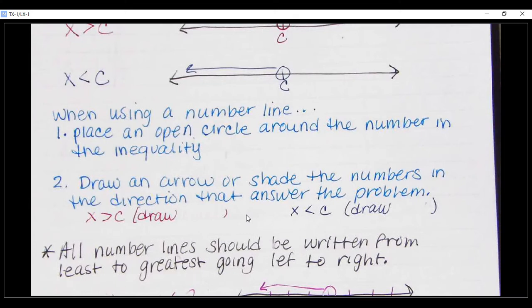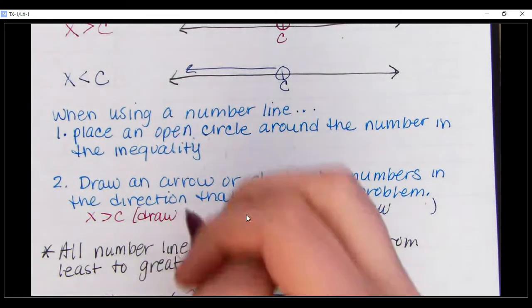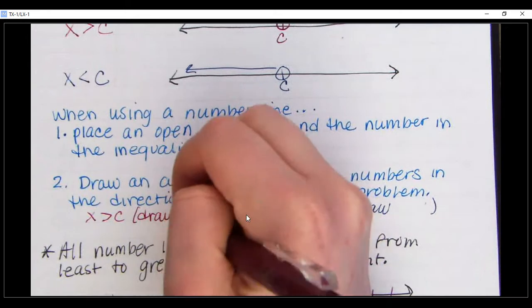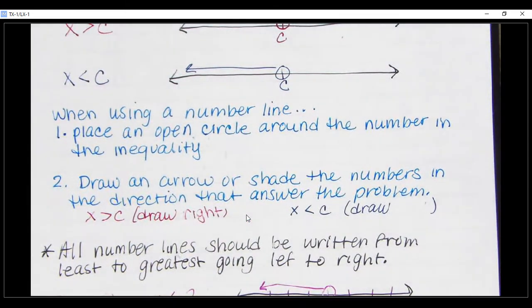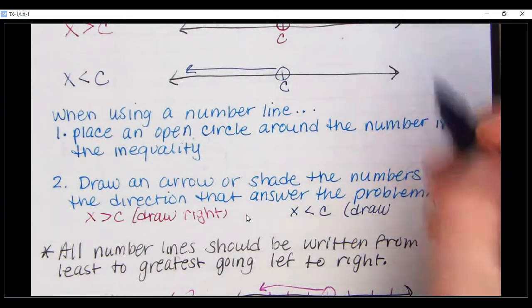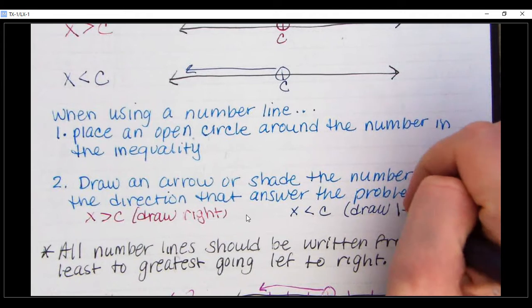Then you're going to draw an arrow or shade the numbers in the direction that answers the problem. So in this problem, we have x is greater than c. So we want to draw a line or shade all of the numbers that are greater. If the number line is drawn correctly, this should be everything to the right. The opposite is for our next one, which is x is less than c. So we're going to draw or shade everything to the left.